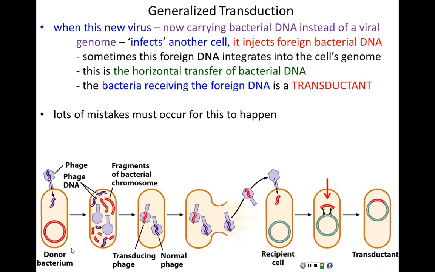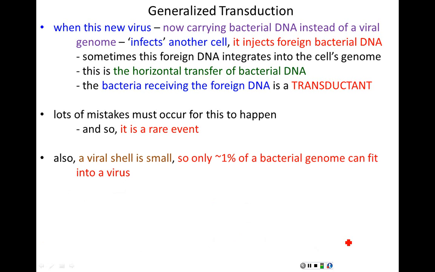Lots of mistakes have to happen for this to occur. We have to have the misloading of the viral particle. We have to have that viral particle be competent to try to launch a new infection. We don't always get this crossing over event, this recombination, so that must occur for this DNA to be stable and maintained in the transduction. And so generalized transduction is a very rare event. Too many things have to go wrong for this to happen.